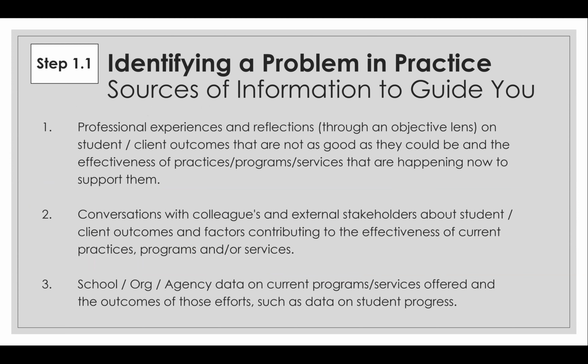So how do we identify our problem in practice? Here are some sources of information to guide you. Professional experiences and reflections through an objective lens on your student client outcomes that are not as good as they could be, and the effectiveness of practices, programs, and services that are happening right now to support them. So trying to do some initial linkages, based upon your professional experiences, between what your student outcomes are and how practices, programs, and services are contributing to why those outcomes occur.